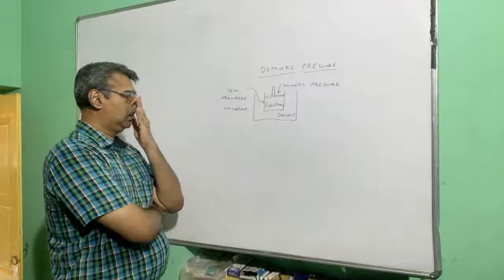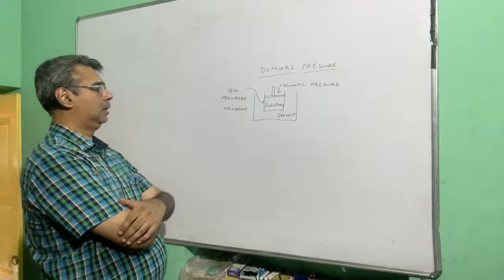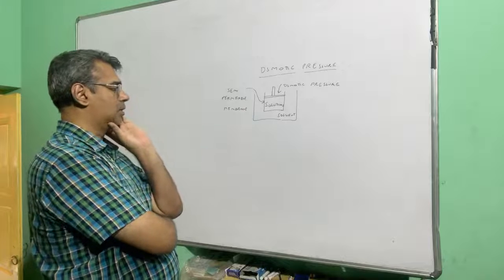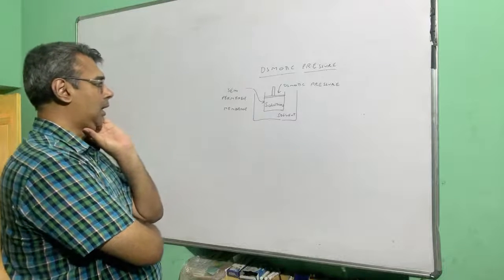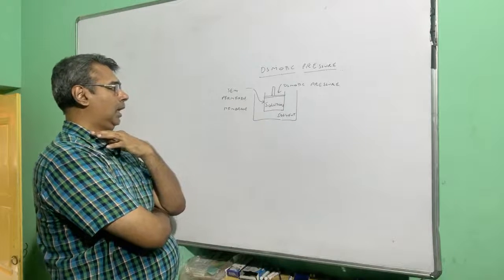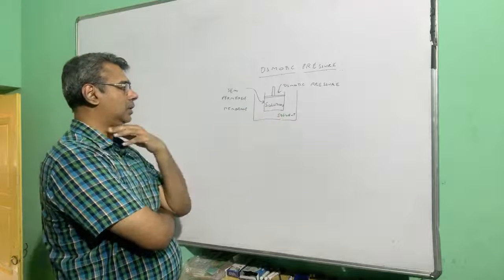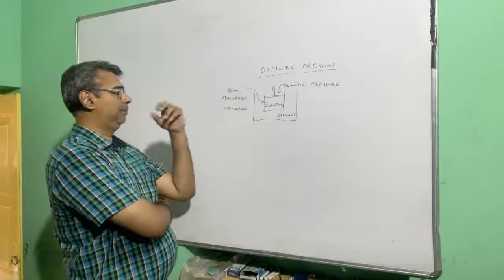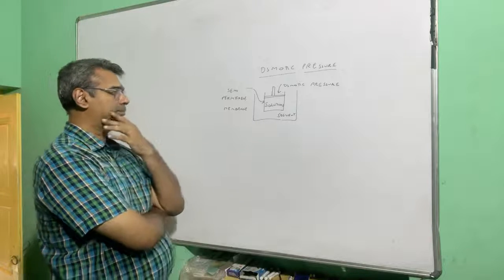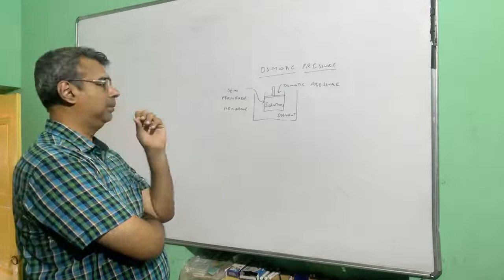Basically what happens is that suppose you have a solution. It has a solvent and a solute, and let us say that it is surrounded on all sides by a solvent, and the separation between the solution and the solvent is by a semi-permeable membrane. Semi-permeable membrane is usually parchment paper, animal bladder. These are all examples of semi-permeable membrane.